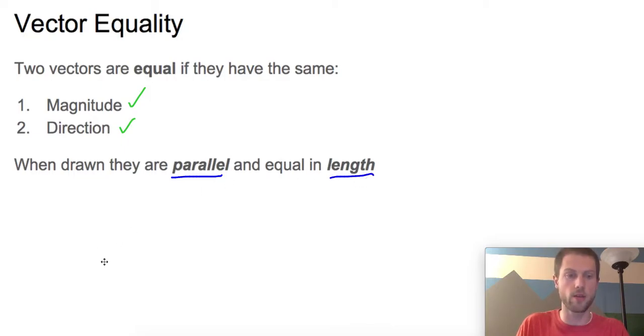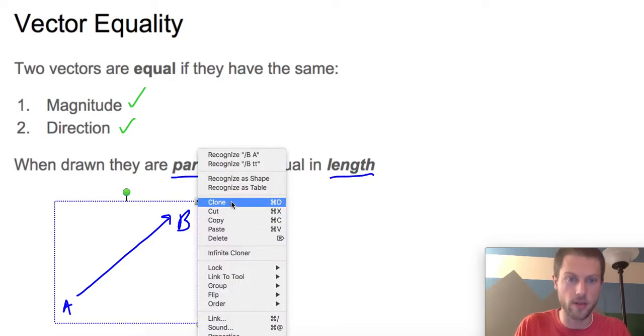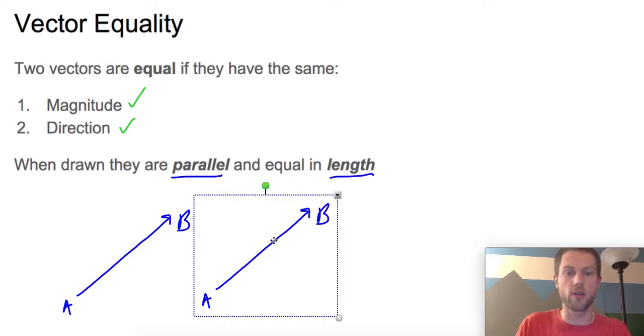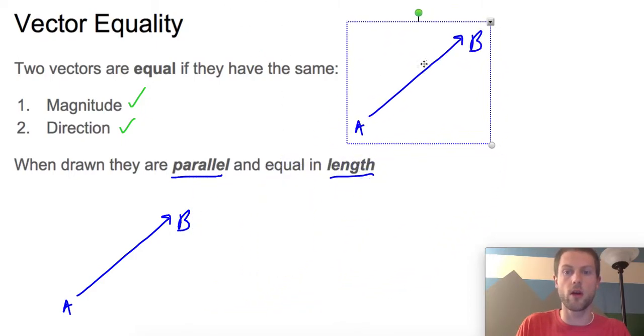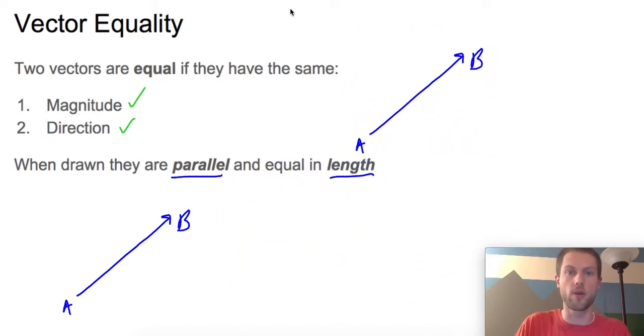So if I have some random vector that looks like this, let's call it AB, then an equal vector would be something that has the same size and the same direction, so in essence it is parallel. Actually, I can make a copy of this quite easily and say that this is an equal vector. It's parallel, it's equal in length. I can move it anywhere I want, and it's still the same or equal vector. I can name it whatever I want. This doesn't have to be AB anymore. This could be vector JK, but it still is parallel and equal in length.